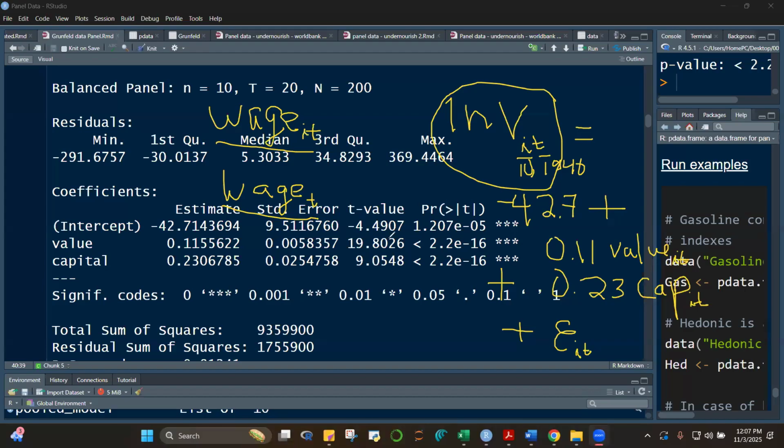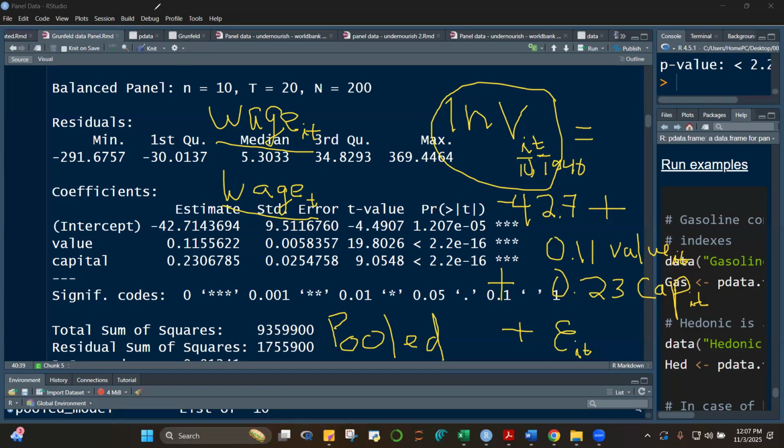Okay, now what happens, class, with the pooled OLS? So recall this is pooled OLS, class. We use pooling. Now, pooled OLS, class, is a type of panel data regression where we disregard the individual component and the time series component. So what do I mean by disregard?